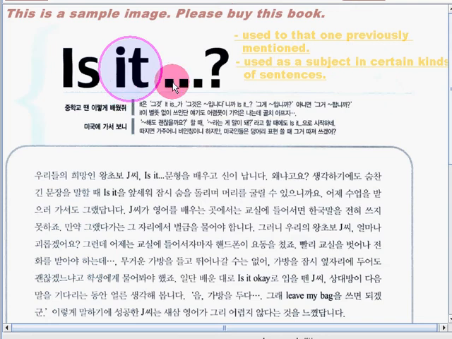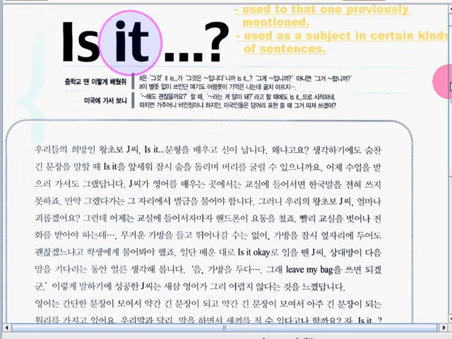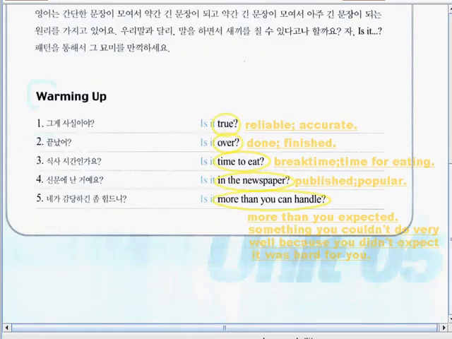Okay, now another use is as a subject in certain kinds of sentences. Like here, we will make the subject of our sentence with the word "it." Okay, that's why it's a pronoun. We will substitute it, and it will become our subject. Okay, so that is our pattern "Is it." Now let's go on to our sample sentences so that you can understand it very well.